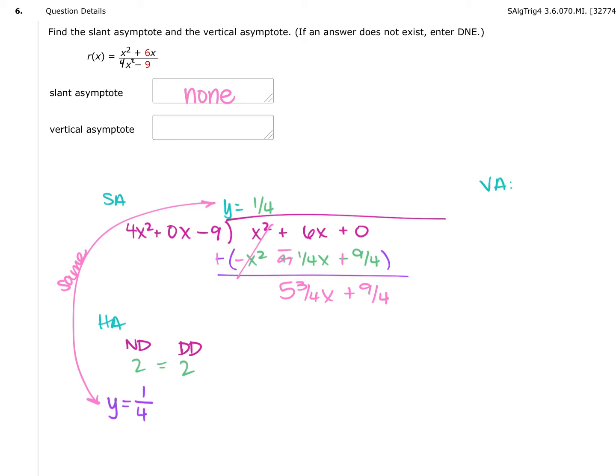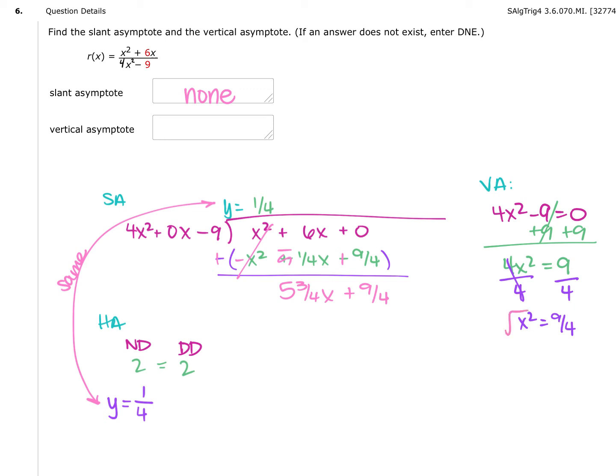For your vertical asymptote, take the denominator, set it equal to 0, and solve. You have 4x squared minus 9 is equal to 0. If you didn't want to factor it and you just wanted to move the 9 over by adding it to both sides, you can do that. You get 4x squared is equal to 9. You would then divide each side by the 4 and get that x squared is equal to 9 over 4.